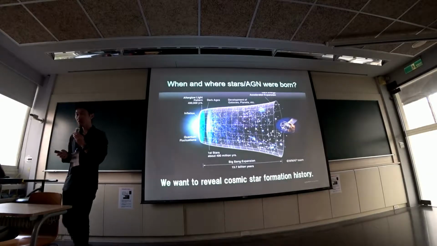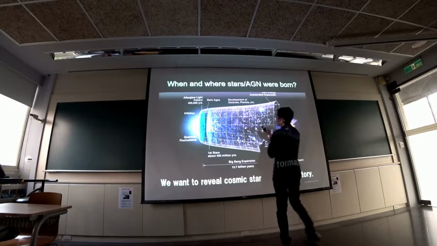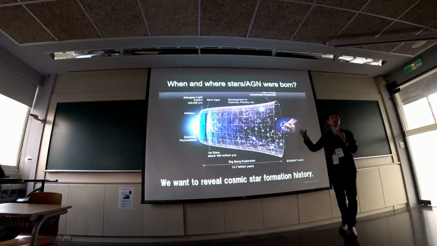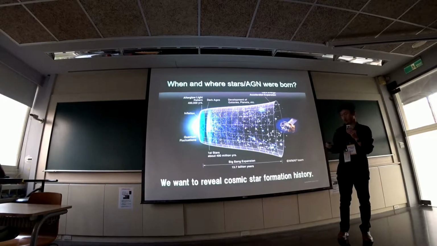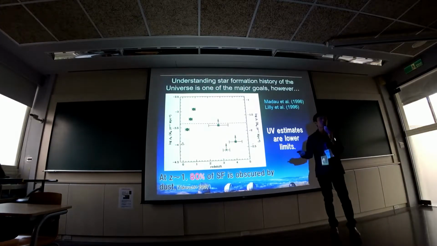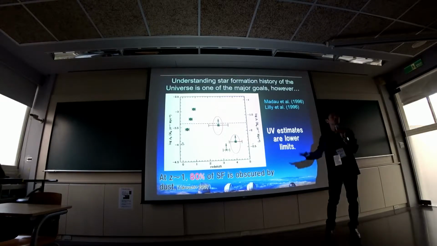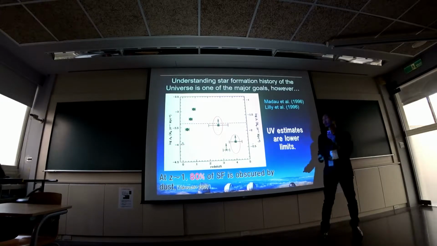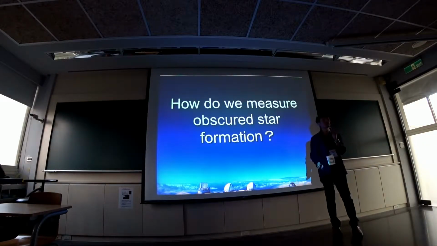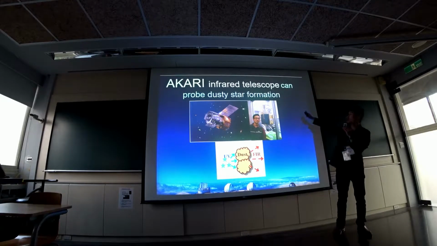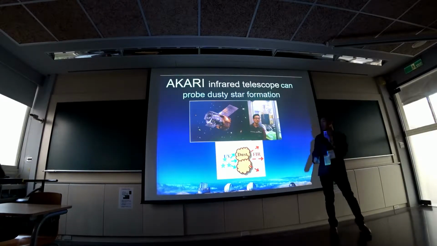So the scientific motivation is when and where stars are born in the long history of the universe. So we want to review the cosmic star formation history. That's our scientific motivation. But as you all probably know, if you use a ground-based telescope and UV optical light, you suffer from extinction. So that's a problem. So how do we measure obscured star formation? Then our answer is the AKARI Space Infrared Telescope. That's why we built a telescope and put it in space.